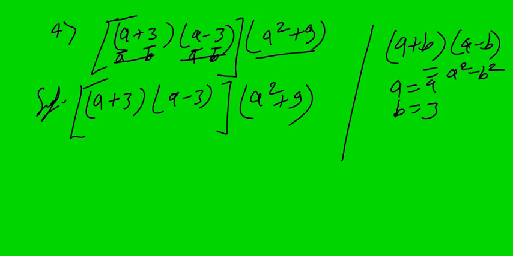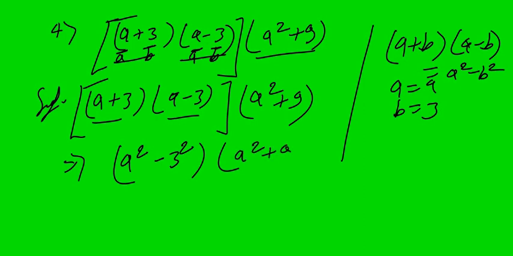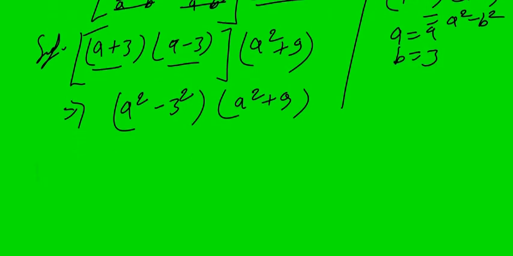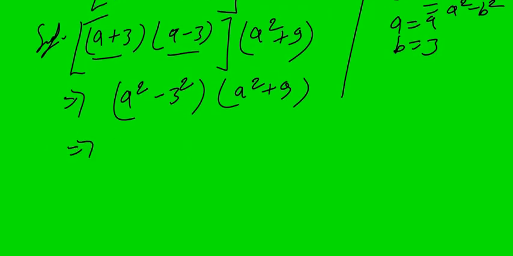Now a plus 3 and a minus 3 is in the form of a plus b into a minus b, so we can write in the next line a square minus 3 square, and now the other thing is left, we can write a square plus 9. So finally what we will get, when we write a square, 3 square is 9, so a square minus 9 and a square plus 9.